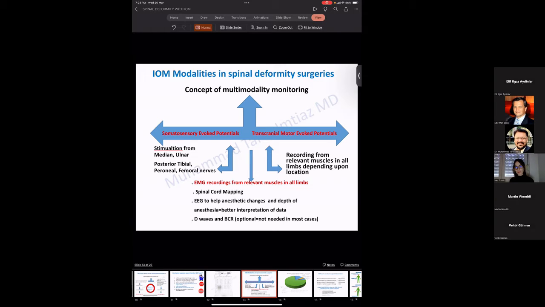And of course, there are spinal motor evoked potentials as well. I don't do D-waves and BCRs in deformity surgery, primarily because I feel that SSEPs and TCMEPs are good enough information for surgeons. In some patients, it may be useful if we lose data, and especially if access to the epidural or subdural electrode where we can do D-waves is available. But as a routine, we do not do D-waves and BCRs in spinal surgeries.